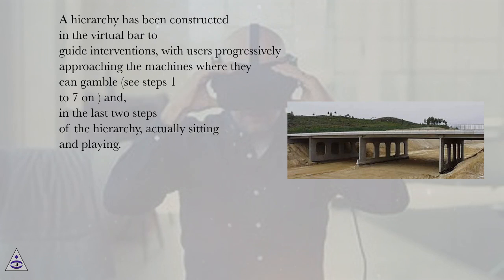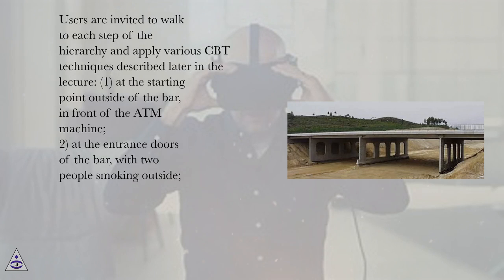A hierarchy has been constructed in the virtual bar to guide interventions, with users progressively approaching the machines where they can gamble, see steps 1 to 7 on, and, in the last 2 steps of the hierarchy, actually sitting and playing. Users are invited to walk to each step of the hierarchy and apply various CBT techniques described later in the lecture. 1. At the starting point outside of the bar, in front of the ATM machine.